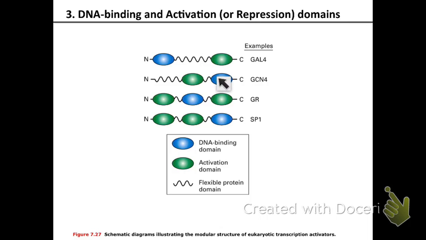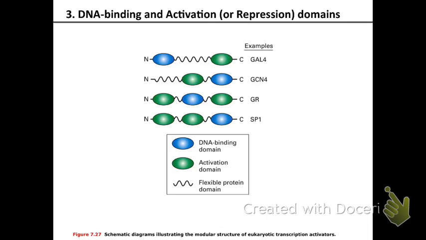The places that these DNA binding domains and activation domains occupy within the protein can be different. So in this case, you have the N terminus containing an activation domain, and the C terminus has a DNA binding domain. And there are proteins with multiple activation domains as well.